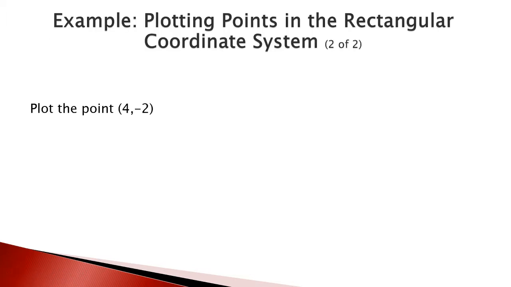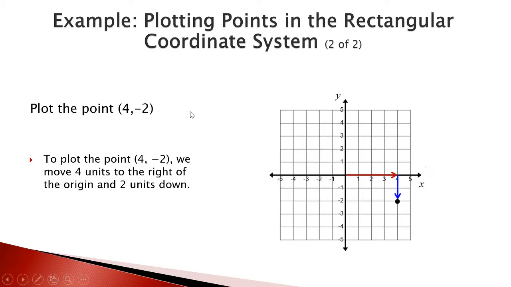Let's see another example. Now we have to plot the point (4, -2). Here the x-coordinate is positive and the y-coordinate is negative. So first, 4 means we have to move 4 points to the right of the origin. And then the y-coordinate is -2, so we have to move 2 points downwards like this. So this point represents the (4, -2) point.